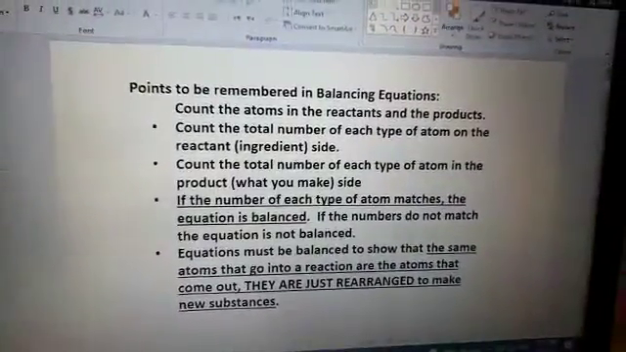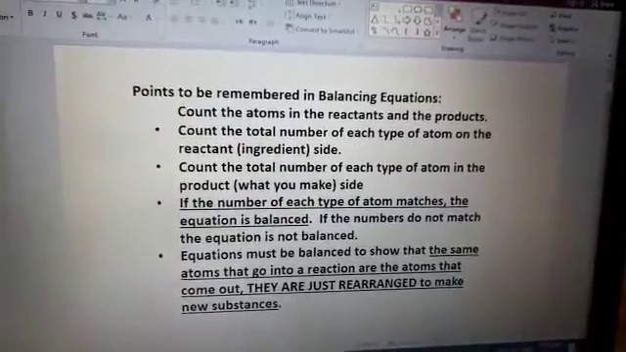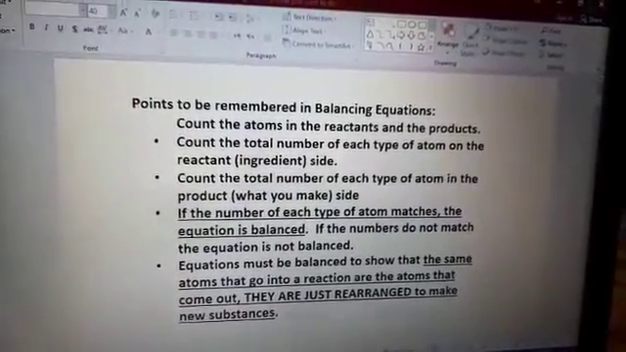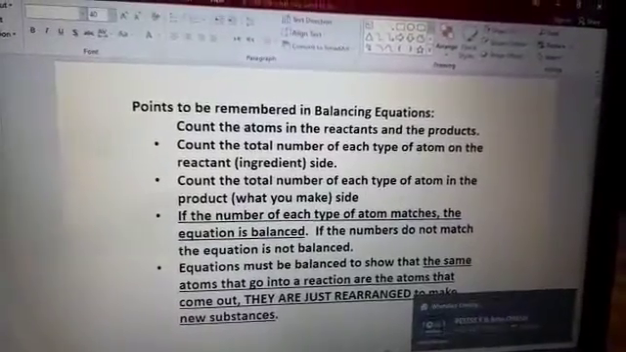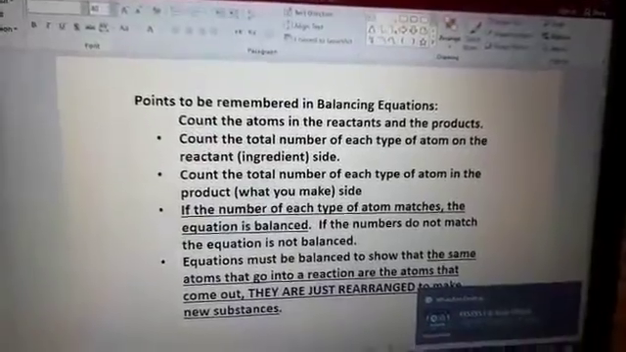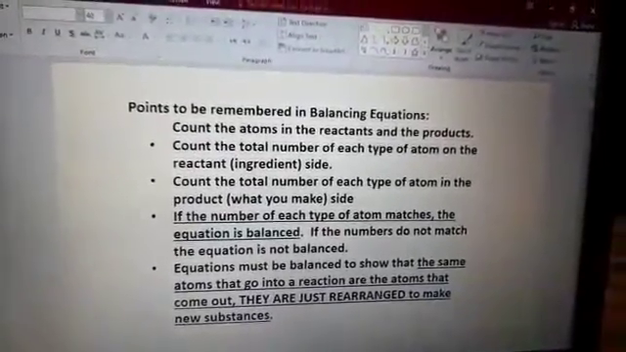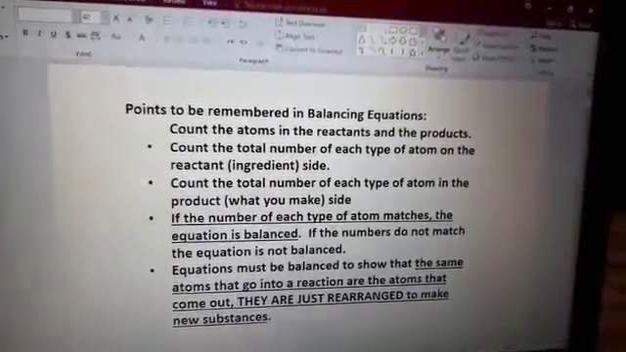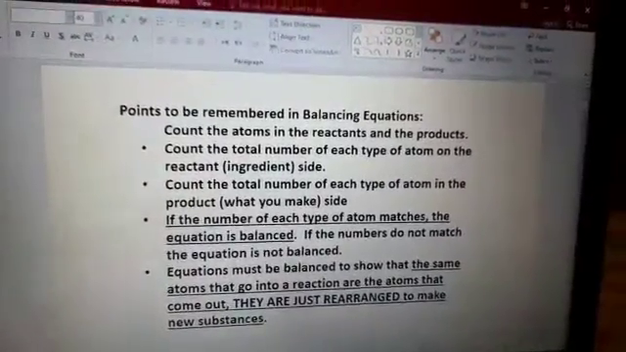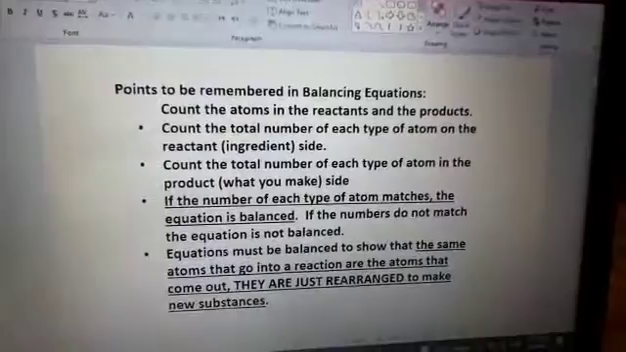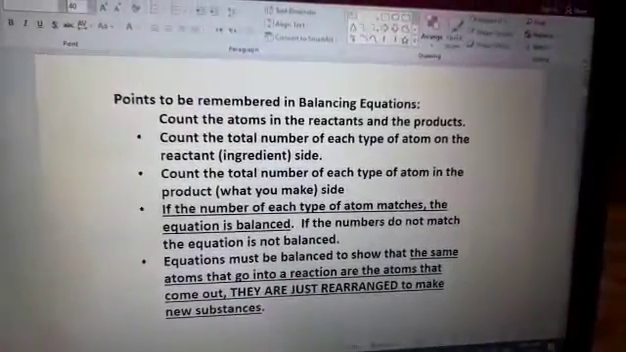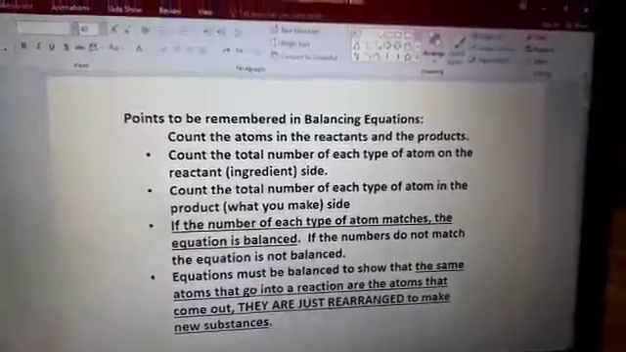The points are: count the atoms in the reactants and products. Count the total number of each type of atom on the reactant side, and count the total number of each type of atom on the product side. If the number of each type of atom matches, the equation is balanced. If the numbers do not match, the equation is not balanced. An equation must be balanced to show that the same atoms that go into the reaction are the atoms that come out. They are just rearranged to make the new substance.